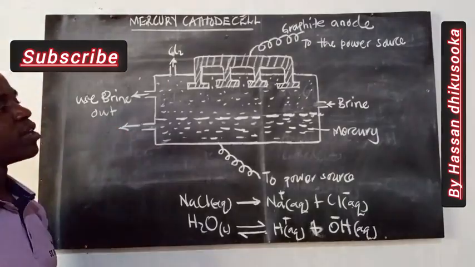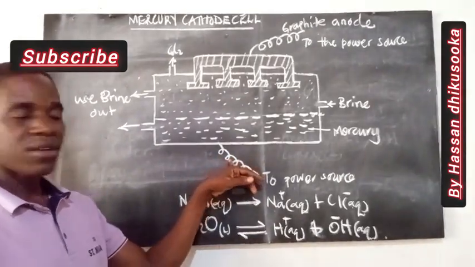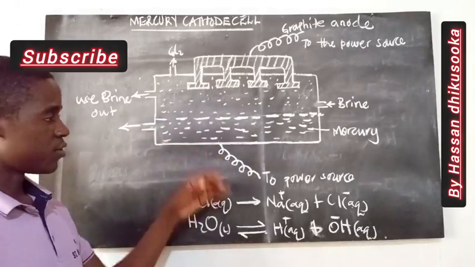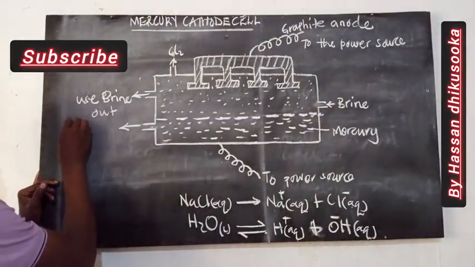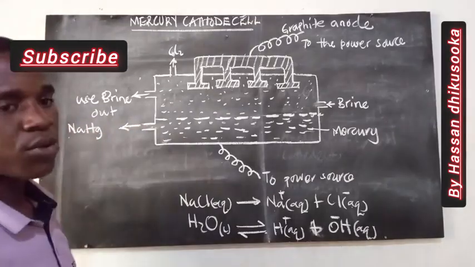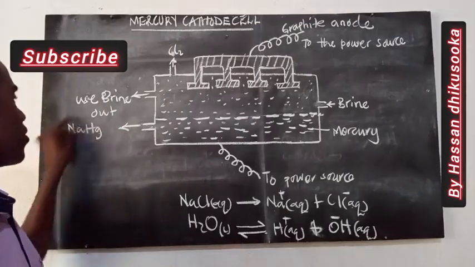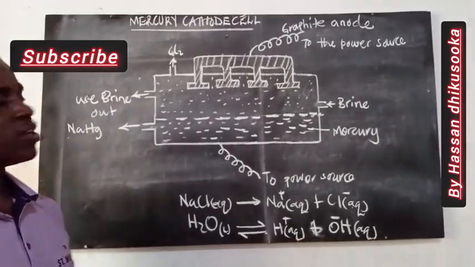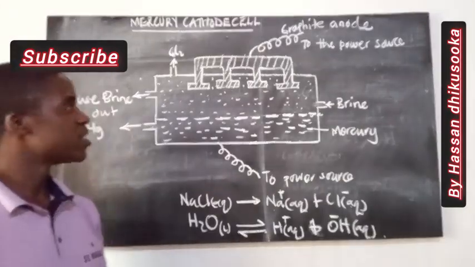This sodium amalgam is a result of sodium formed at the cathode reacting with mercury. When sodium formed at the cathode reacts with mercury, we form what we are calling sodium what? Amalgam. So this sodium amalgam will be released and poured into water, such that when it reacts with the water, it forms sodium hydroxide solution. So this is what we are calling the mercury cathode cell that we said we shall explain in detail.